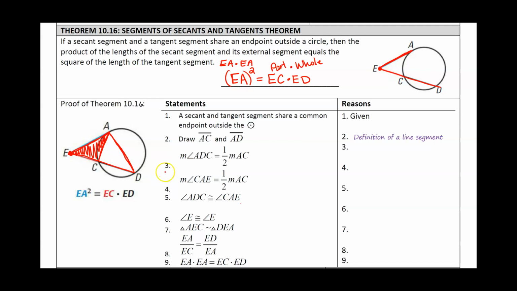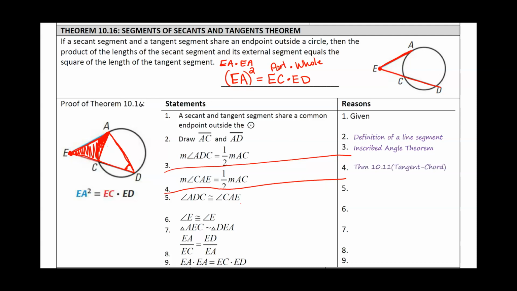Now, step 3. It says the measure of ADC, which is right here, is 1/2 of AC. Well, we know that to be true because of the inscribed angle theorem. It's 1/2 of that. Now, step 4 says CAE, which is up here, where I've got this colored, so I'll color it in a little bit better. That angle is also 1/2 of the measure of AC. And it's acting like the inscribed angle theorem, but we had a name for it. It was 10.11. It's a tangent and a chord. It's still 1/2 of the intercepted arc.